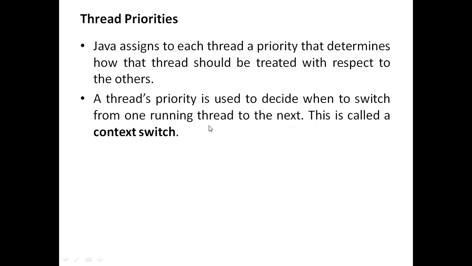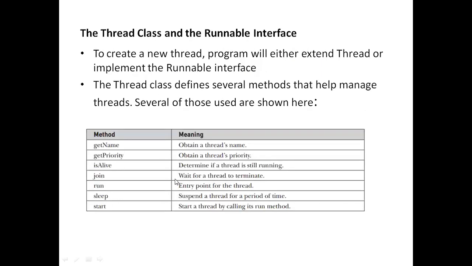Next, we'll come to the thread priorities. So obviously, we have to assign the priority for the thread, since we are going to use multi-threading. Here you see this. The first point is Java assigns to each thread a priority that determines how that thread should be treated with respect to the others. Okay. Next, a thread's priority is used to decide when to switch from one running thread to the next. So this is called as context switch.